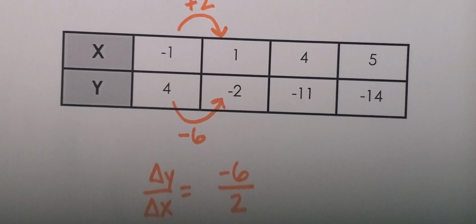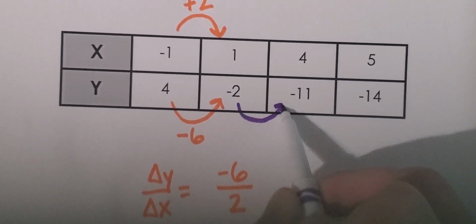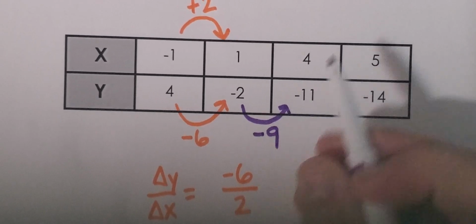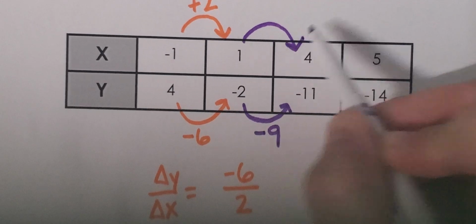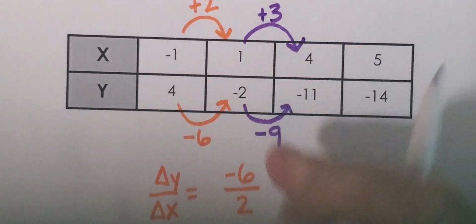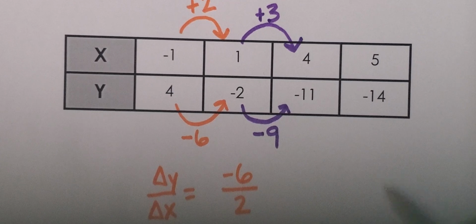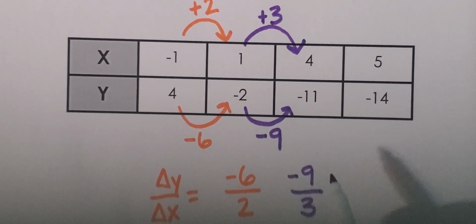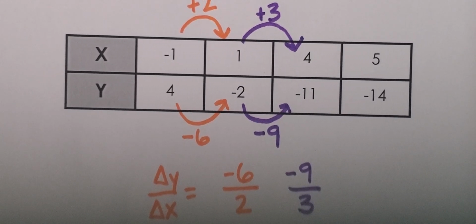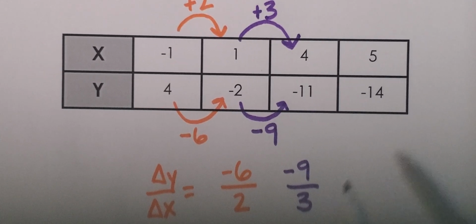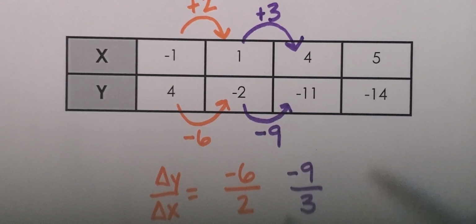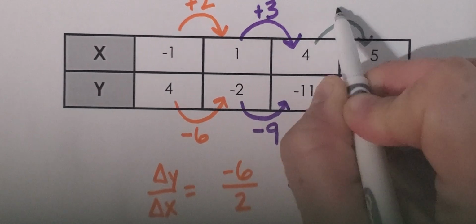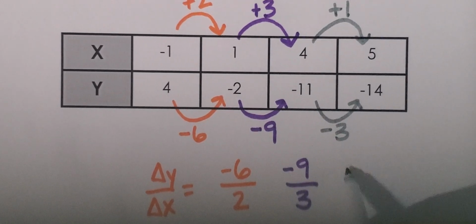My next set, I'm going from negative 2 to negative 11, so I am subtracting 9. From 1 to 4, I am adding 3. We're still going to write our fraction, so negative 9 over 3. I know these fractions don't look the same, but once we simplify, it'll be the same. And then my last set, I'm subtracting 3 while I'm adding 1. So that's my last fraction.